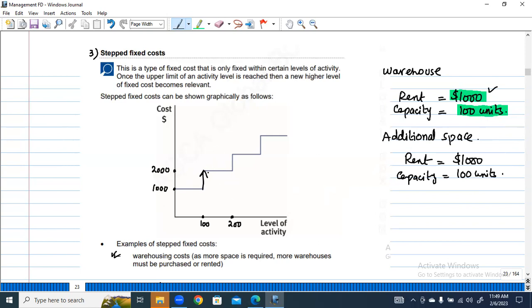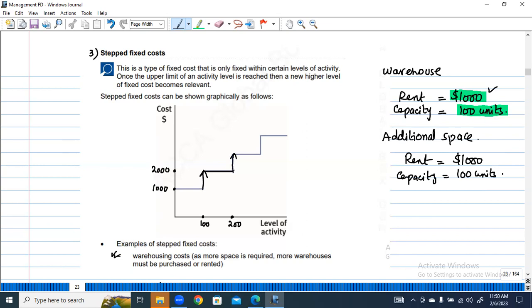So for the next 100 units, it will again remain fixed. Similarly, when you exceed the capacity of 200 units, you need to hire an additional space. So again, there will be a step up in the cost.